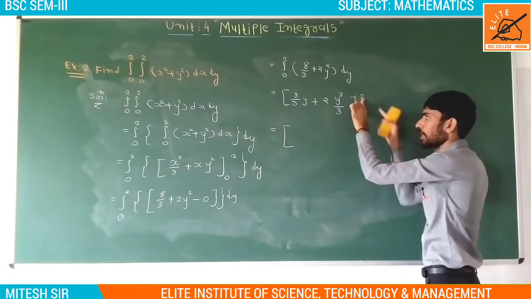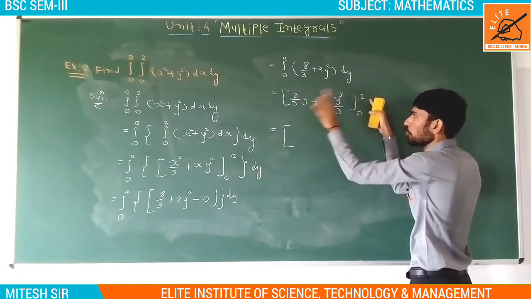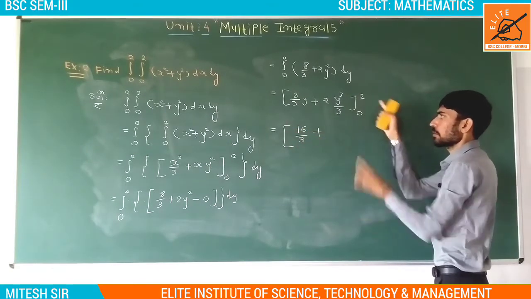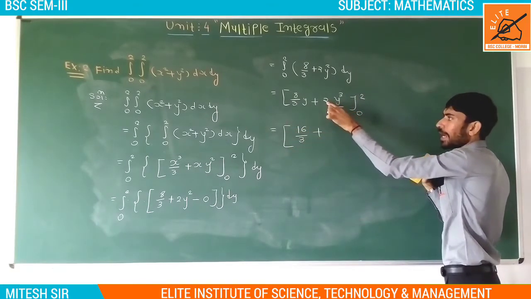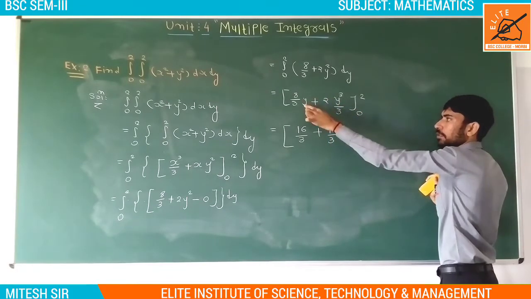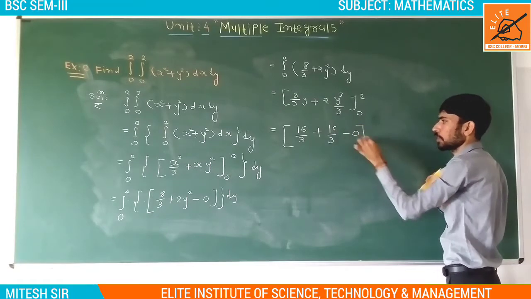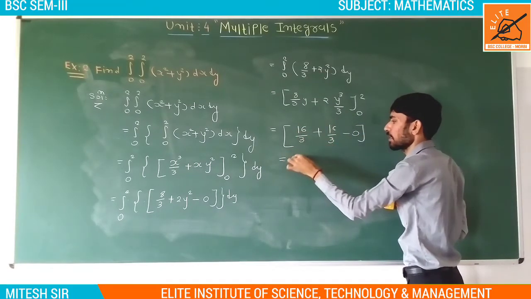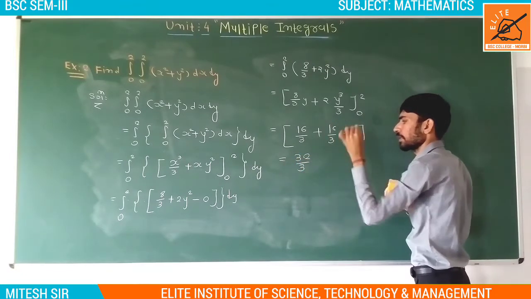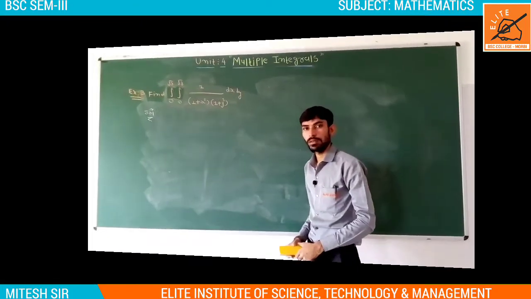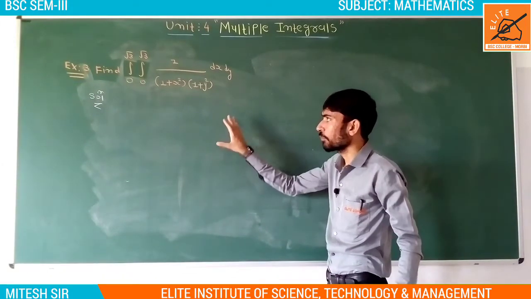So we apply the upper limit. 8 by 3 into upper limit 2, so 16 by 3, plus here 2 cube by 3, that is 8 into 2, 16 by 3, minus the lower limit 0 plus 0, 0. So the final answer is 16 by 3 plus 16 by 3, 32 by 3. So this is the answer of the second example. Note down the third example.